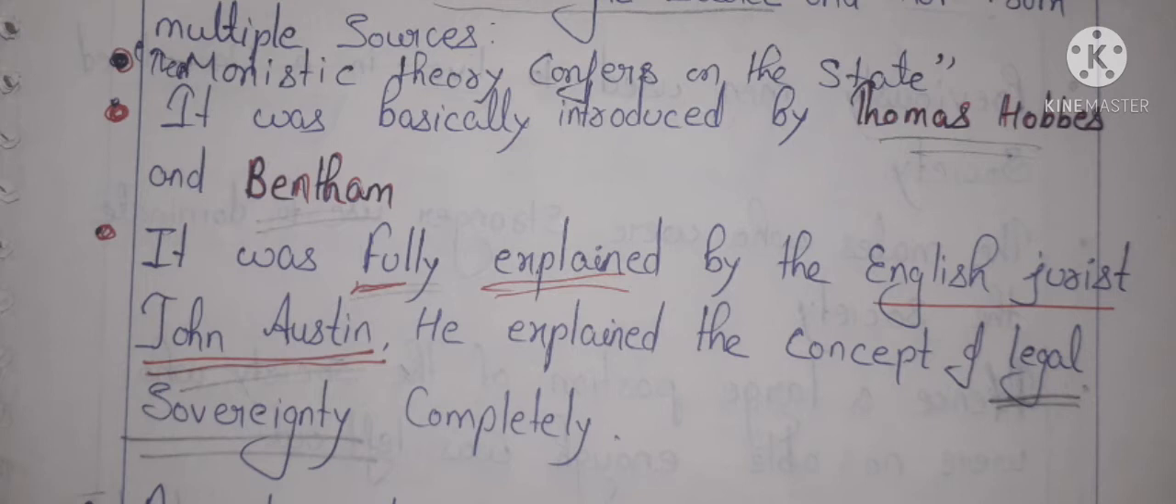The monistic theory confers power on the state. It was basically introduced by Thomas Hobbes and Bentham. It was fully explained by the English jurist John Austin. He explained the concept of legal sovereignty completely.